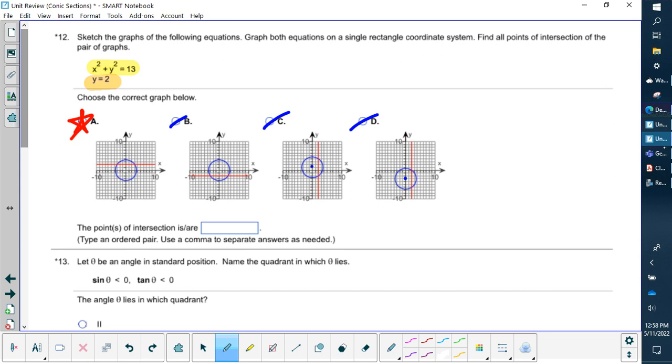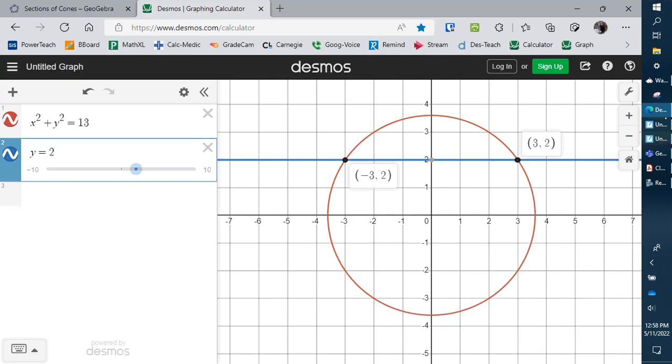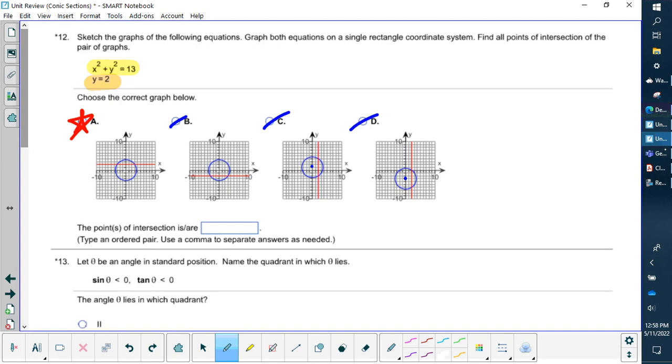Okay, now the way we type that in, let me look one more time. It was -3 and 2 and 3 and 2. So it is picky. I have to write it in as a point, (-3, 2), close it. It says use a comma to separate answers as needed. Then I'm going to put another comma, and this one would be (3, 2).